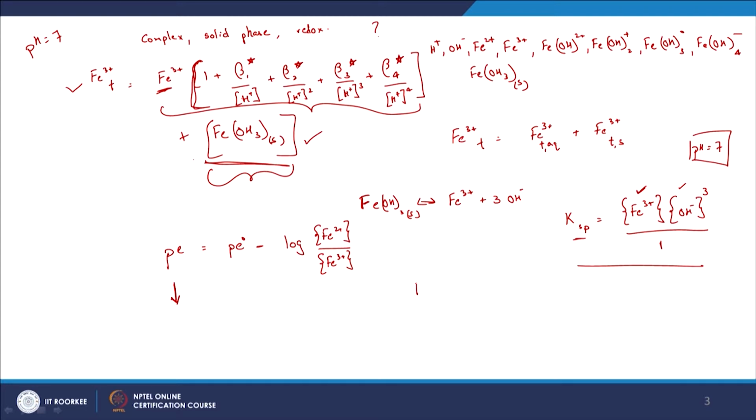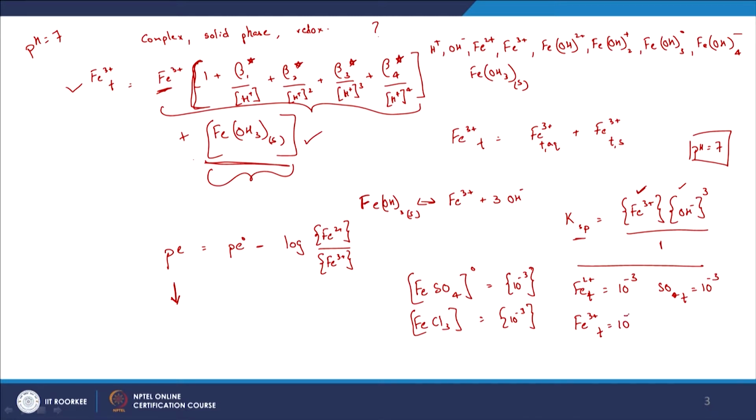So with respect to VMinteQ, I'm going to assume that I have FeSO4 at 10^-3 concentration, right? And also FeCl3 at 10^-3 concentration, meaning Fe2+ total would have been equal to 10^-3 and SO4 total would be equal to 10^-3. And again similarly here, Fe3+ total would be equal to 10^-3 and Cl- total would be equal to 3 x 10^-3, right.